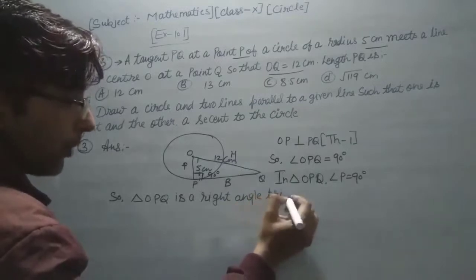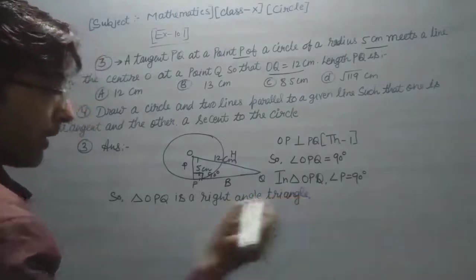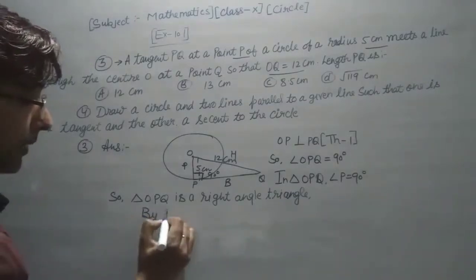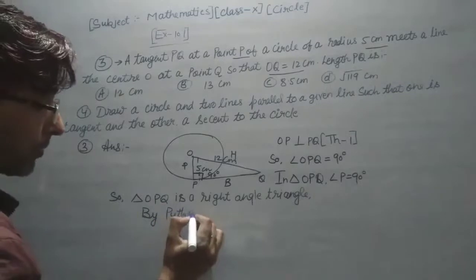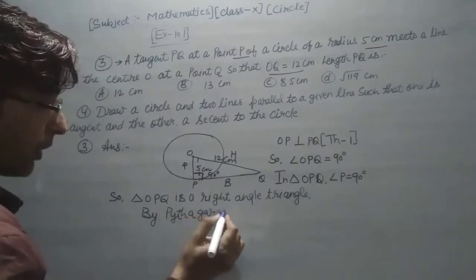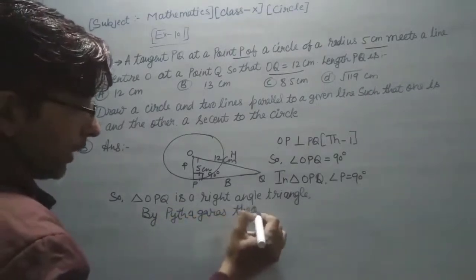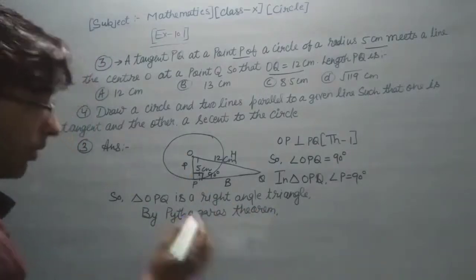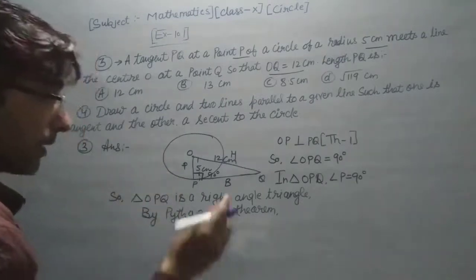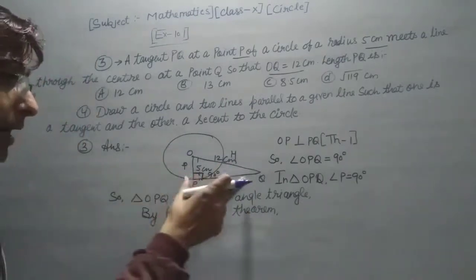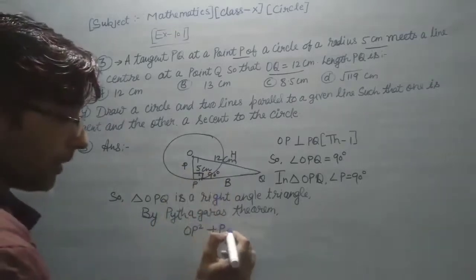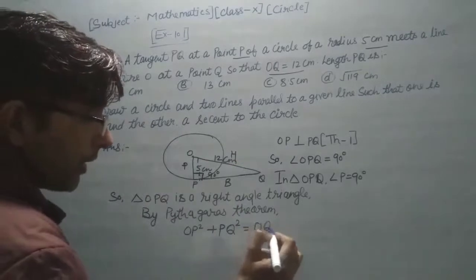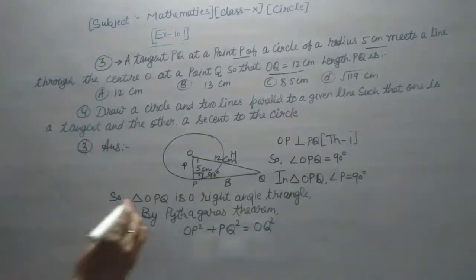Okay, now you have to apply Pythagoras theorem here in the right angle triangle. By Pythagoras theorem, OP square plus PQ square is equal to OQ square.